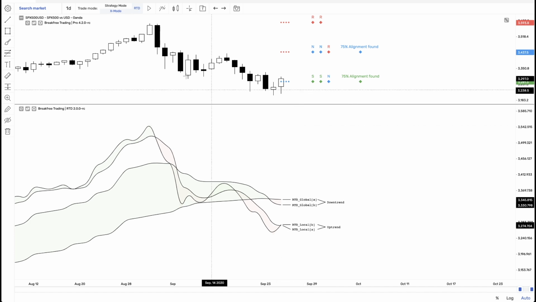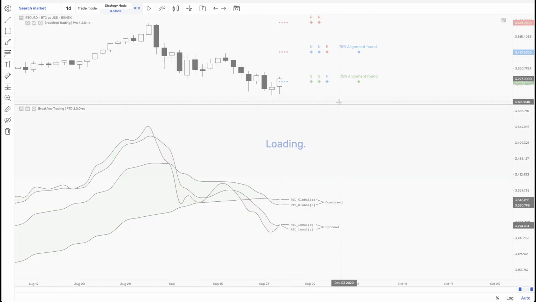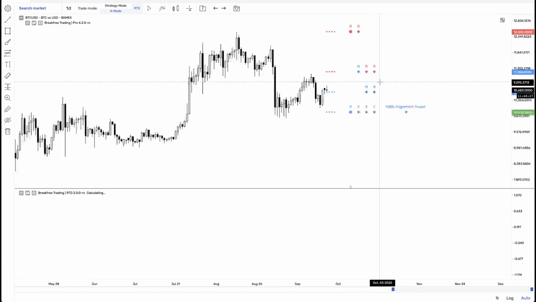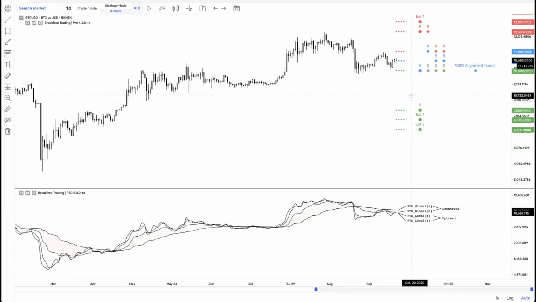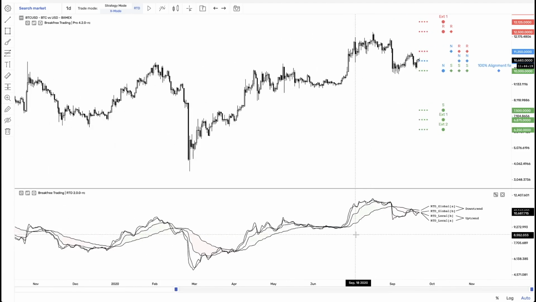So let's take another market and go through this one more time so everyone has understood what it is. Let's do BTCUSD. Okay, so this is a great scenario because we have a couple of different situations going on here, so I can explain them all to you.